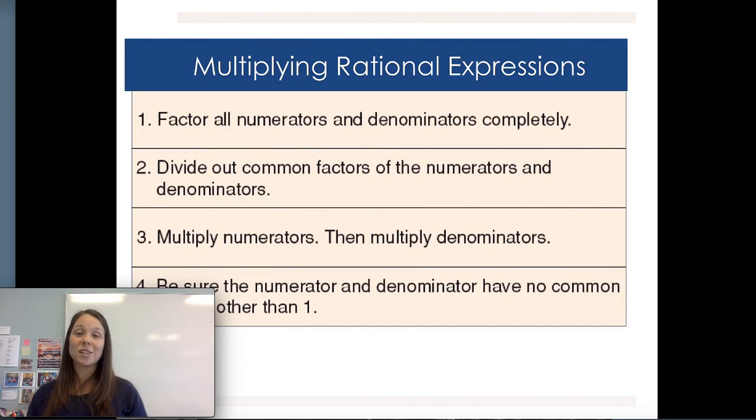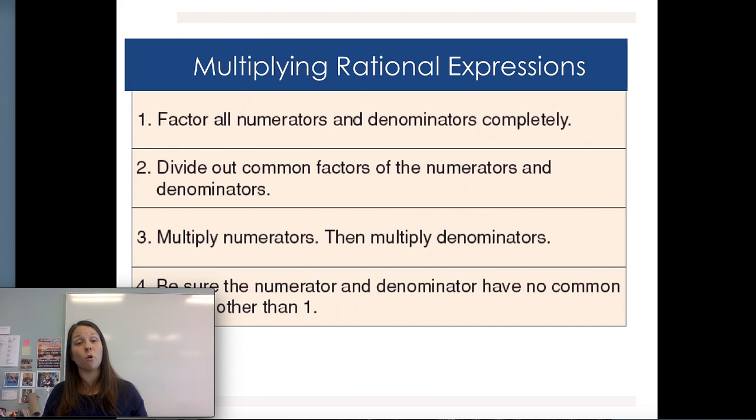So now we're going to move on to multiplying rational expressions. When multiplying rational expressions, there's this four-step process to kind of guide you through these problems. The first is to factor all numerators and denominators completely, so get everything as factored as much as you possibly can. Then you'll divide out any common factors of the numerators and denominators.